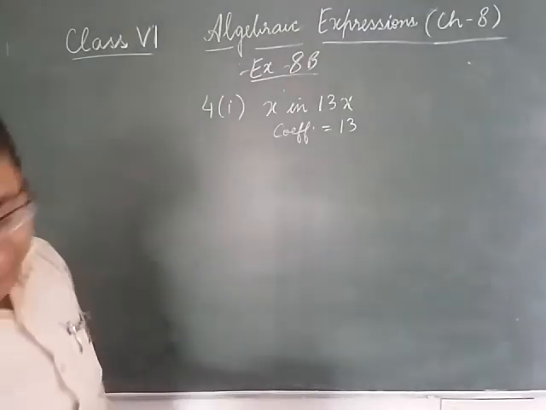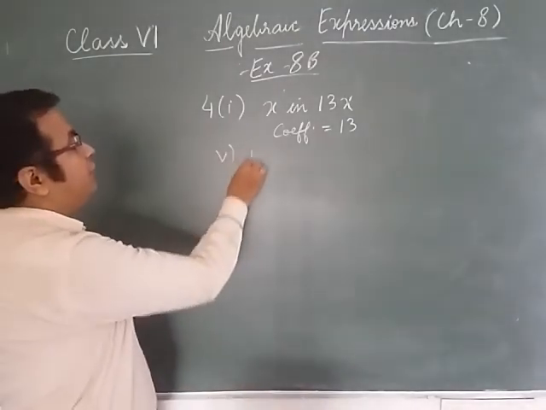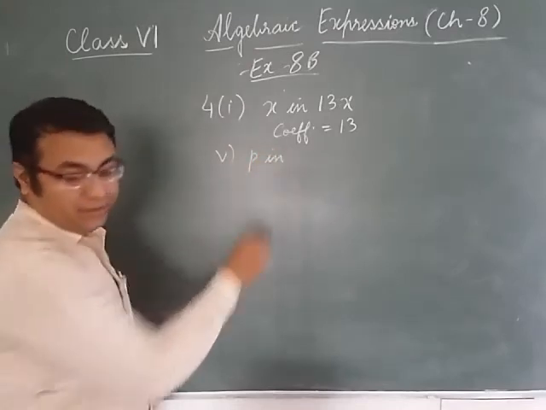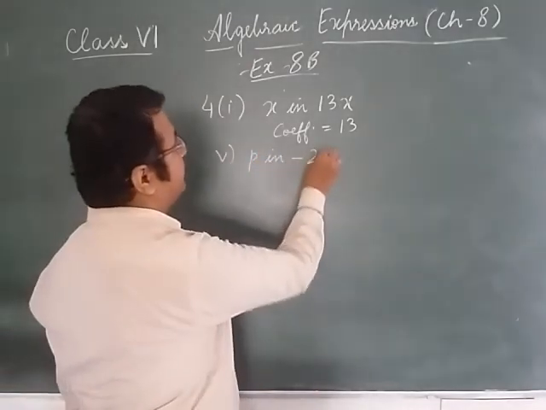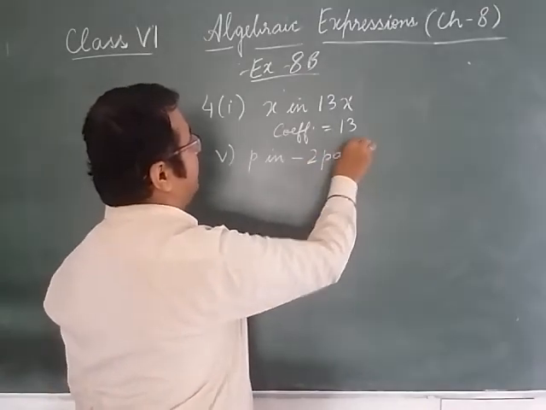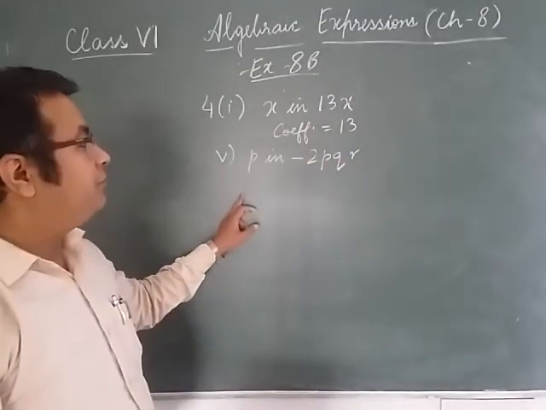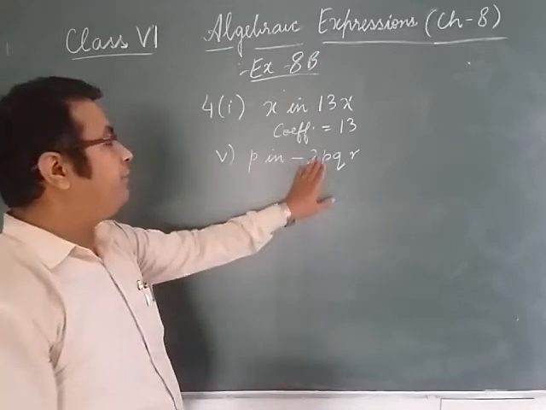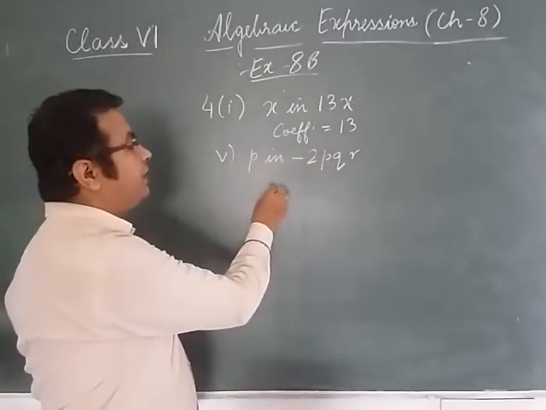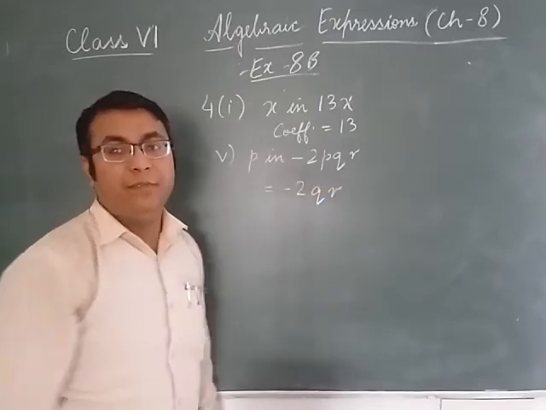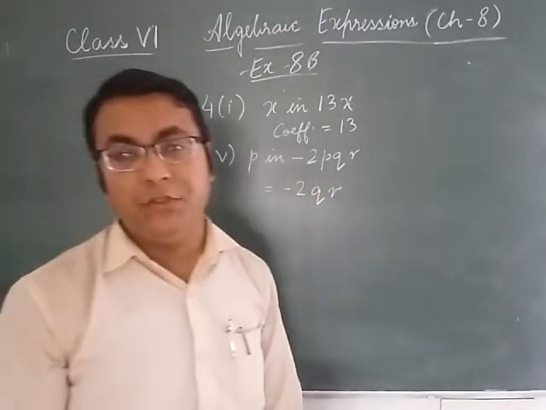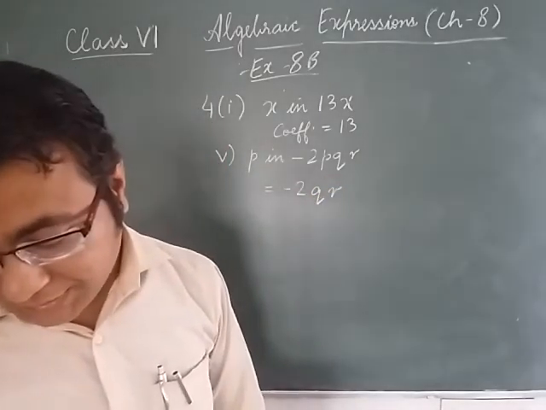Now, same question, fifth part. We have to find the coefficient of p in minus 2pqr. So hide p. What are we left with? Minus 2qr. Okay, this will be our answer.